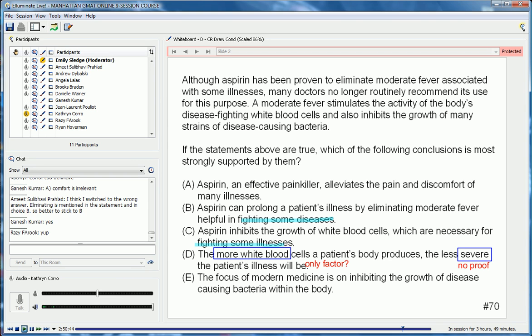I actually think when I was saying too definitive, it was more like an assumption that's a bit too bold, because along the same lines, the more white blood cells the body produces, the less the patient's illness will be. It just seems a little overextensive for the fact that it's only white blood cells that they're talking about. Since the paragraph begins with although, it seems like A isn't really where the author is going. And then for E, the focus of modern medicine is inhibiting the growth. It again seems a little too definitive, or maybe too broad is a better description. So those were my thoughts.